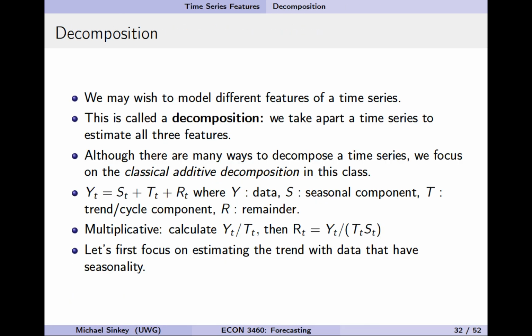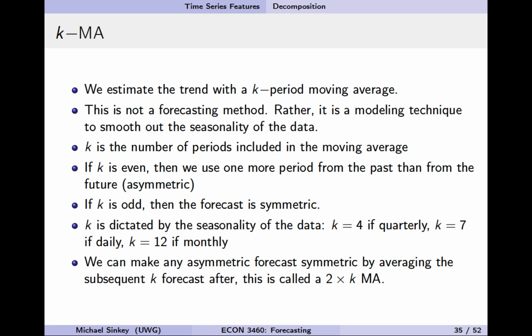Here we are using both data in the current period and the future period. So a K-period moving average is going to incorporate the current period, some data from the past, and some data from the future. K is the number of periods included in the moving average. If K is an even number, i.e. 2, 4, 6, 8, we're going to include one more period from the past than from the future. So it's asymmetric around the current data point.